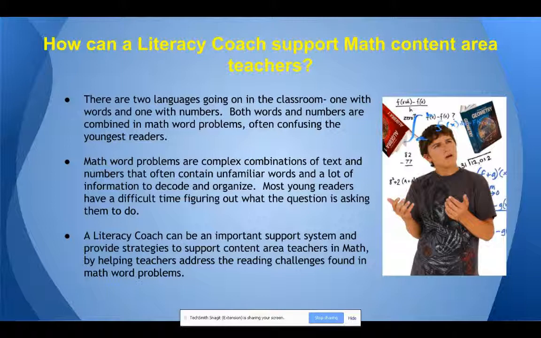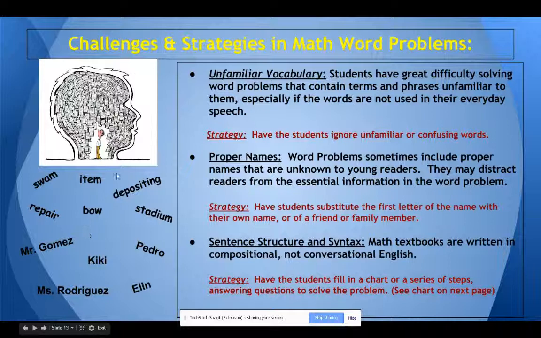In the previous slides, we broke down the structure of math textbooks. This would be extremely helpful for math teachers to understand how the textbook is set up before they teach their content to their students. Literacy coaches can provide great support to math content teachers. The next few slides will give strategies for how the coach can provide this help to the math teacher. In the following slides, we'll see some challenges and strategies in math word problems.